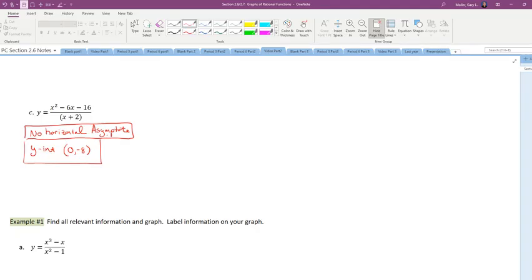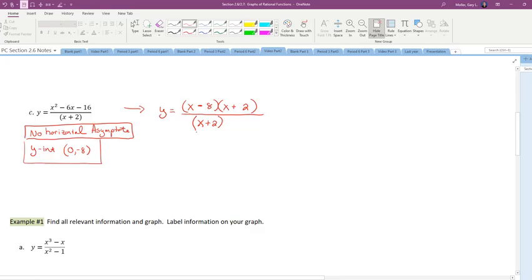Before I do anything else, I'm going to factor this. So y equals, or attempt to factor it, I should say, (x minus 8)(x plus 2) over x plus 2. Now, this is an interesting problem because what we've just found out is that there is a common factor top and bottom, and I know that I can factor out and cancel any common factor.